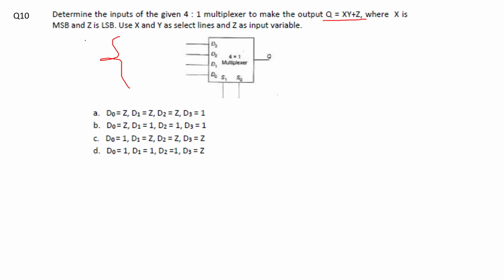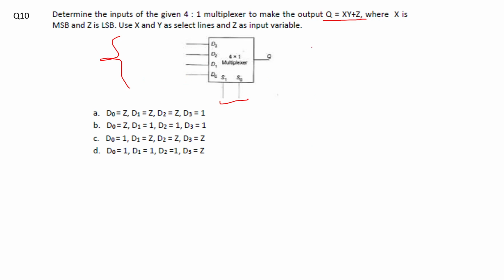When I was doing this course of digital circuits last time, that was a different course, people used to get confused with this MSB and LSB part. So read it carefully, whatever is given and how the function is given. Where X is MSB and Z is LSB, use X and Y as select lines. So the most significant bits are used as select lines, and the least significant bit is used as input variable. So we need to determine this input combination for the 4:1 multiplexer.